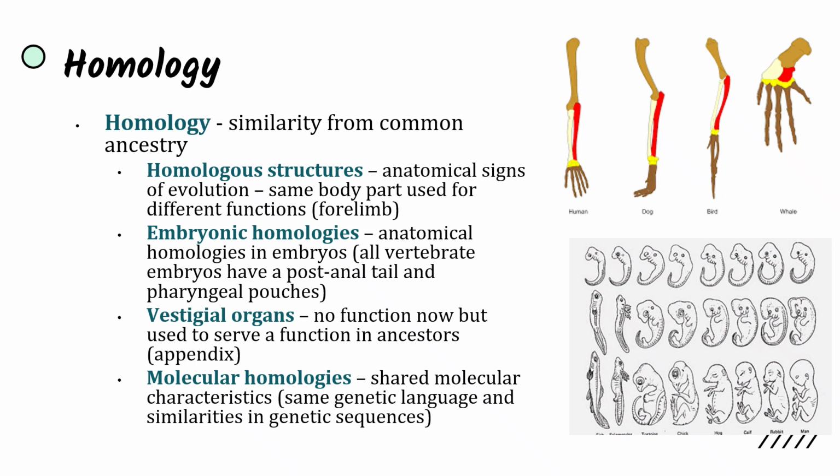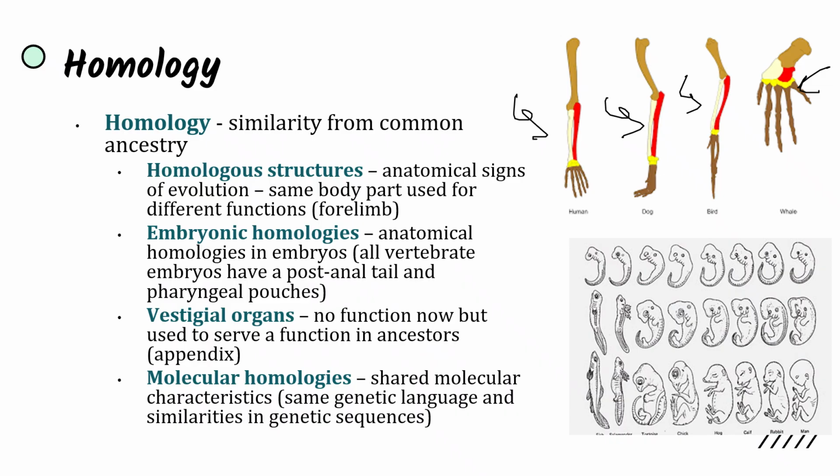So the forelimb is my example here, and we can see within human arms, we can see it within dog legs, we can see it within bird wings, even with whale fins, we can see that there is a forelimb bone, and that's suggestive of not only common ancestry, but the fact that there has been change over time from common ancestry.